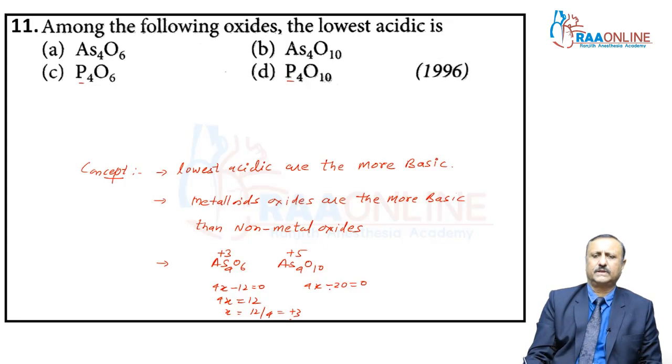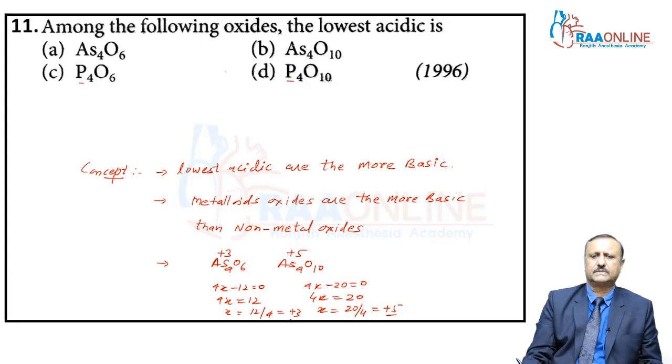Here the oxidation state in As4O6 is +3 and in As4O10 it is +5. Now 4x minus 20 is equal to 0, so 4x is equal to 20 and x is equal to 20 by 4. And, my dear students, this 20 by 4 means +5. You can see here the oxidation state of arsenic is +5, and here the oxidation state of arsenic is +3.